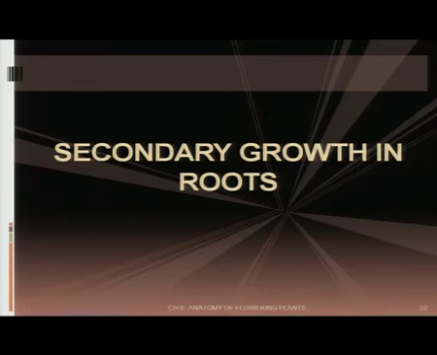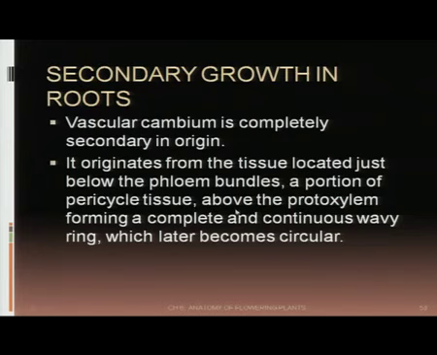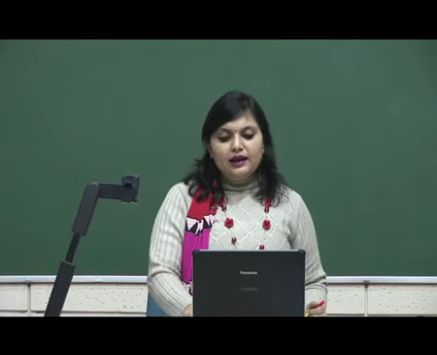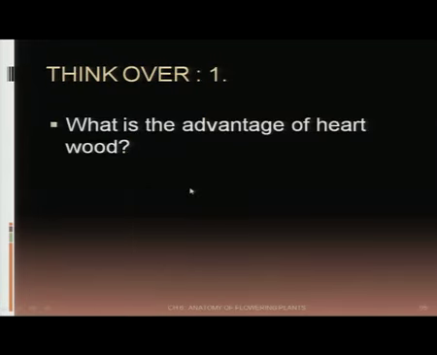How does secondary growth take place in roots? The process is similar, just the difference is that vascular cambium originates from many tissues like below the phloem bundles, pericycle tissues and even above the protoxylem. And initially it is wavy in nature, later it becomes circular. Later the process of secondary growth is the same, that the cambium will cut off xylem towards inside and phloem towards the outside, and this is how secondary growth will take place.